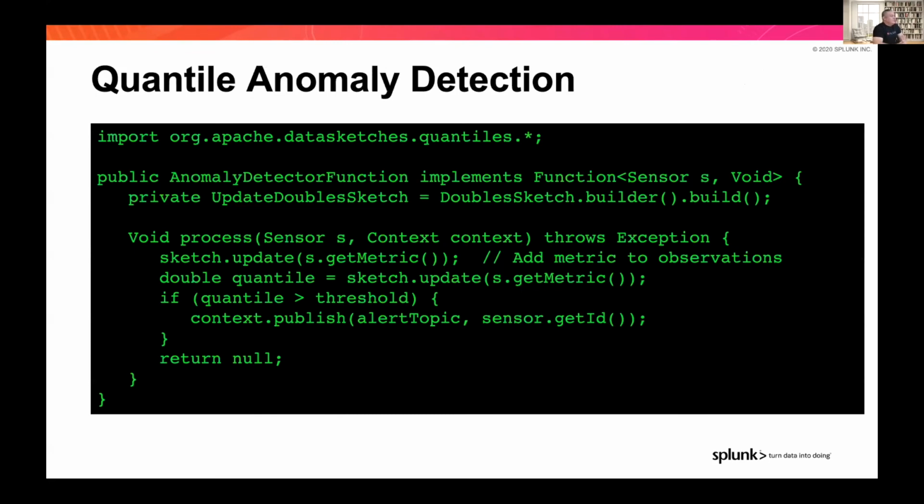And so here's again a real simple example, a few lines of code where you can throw this in a Pulsar function, include the library, and do something like this, right? So you have an update double sketch. You just create it. Again, you can size it based on how big you want it to be. Every time the metric comes in, you just grab it and add it to the sketch. And then at any time you want, you can query it and figure out what quantile that value falls into. And if it exceeds a threshold, then you can publish to an alert topic, do some sort of action, right? Turn on an actuator and do whatever you want.